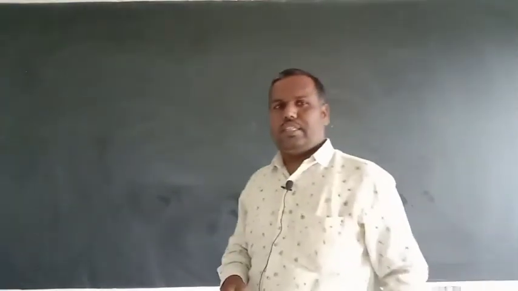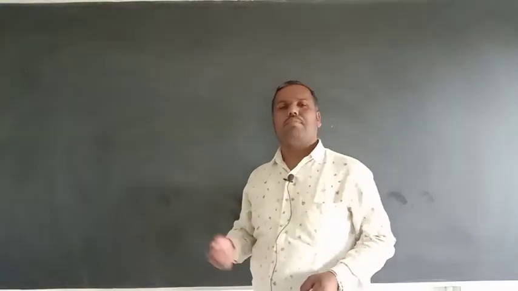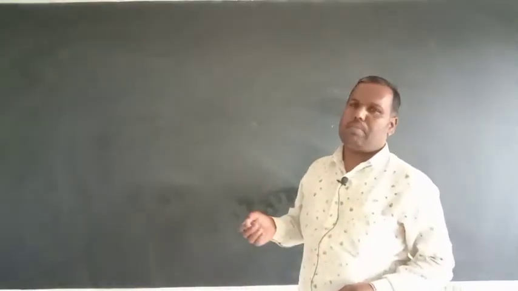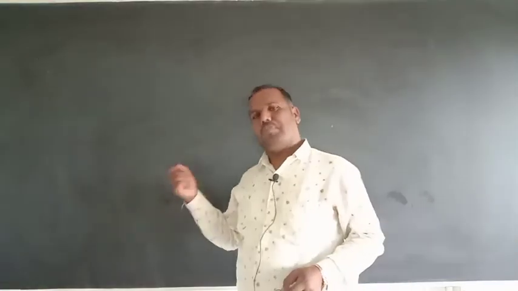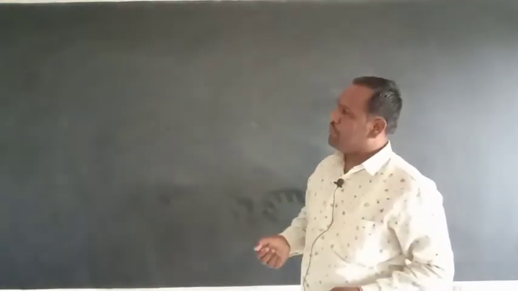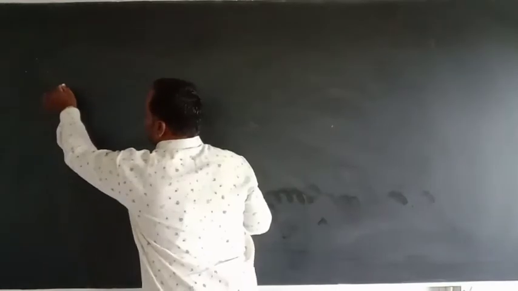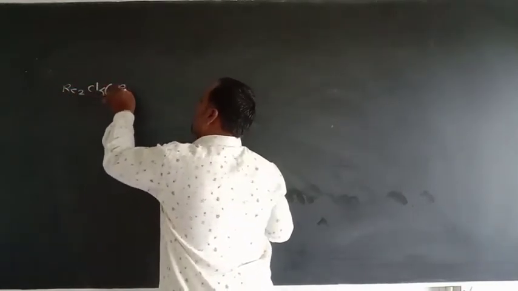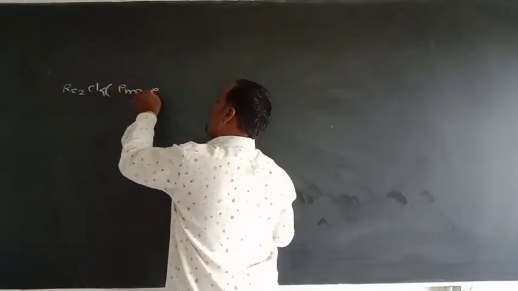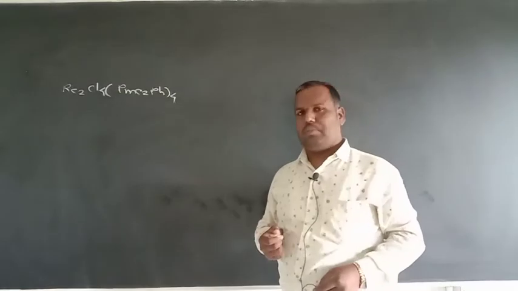Good morning, dear students. In the previous lecture, we discussed some examples regarding metal-metal bonding, where the metal-metal bond is formed by the overlapping of d orbitals. So, in this lecture, we will discuss the remaining examples to find out the bond orders. The example is Re2Cl4(PMe2Ph)4. For this complex you have to find out the bond order.